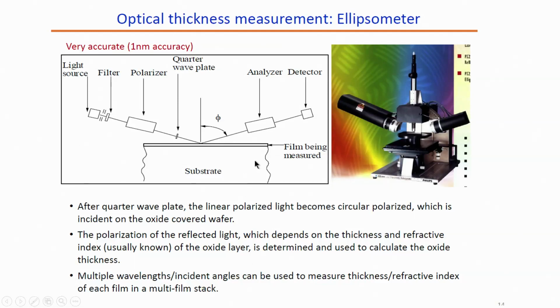Now, multiple wavelengths and incident angles can be used to measure thickness or refractive index of each film in a multi-film stack. The advantage of this particular technique is its accuracy of 1 nanometer accuracy. So, this is what we have to understand, that when it comes to measuring the thickness of oxide, we have few techniques starting from alpha step profilometer or surface profilometer. We can understand using the color of the wafer, or we can use ellipsometer to understand the thickness of the wafer.